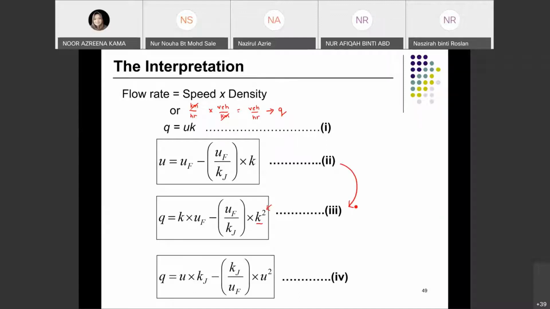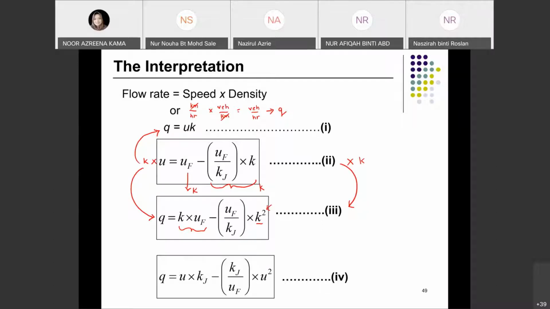So senang je. Yang equation 2 ni awak multiply by K. All of it, multiply by K. We know that when you multiply by K, we will get Q, kan? Because Q equal to UK. So UF multiply by K, then we get K UF. Then this one multiply by K, tu yang jadi K square. Okay, so that is how to derive or to get the third equation.